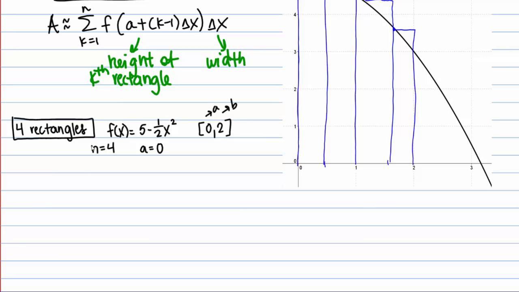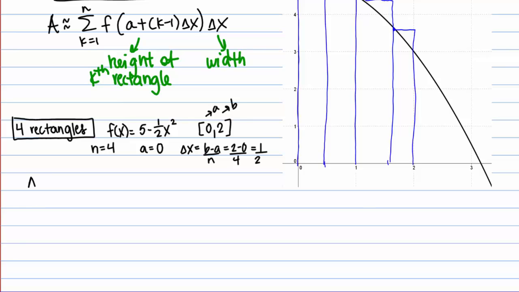And then I also need delta x. Up here in my formula, k is just the index of the summation, a variable I'm summing over. But delta x, I need an expression for that. Delta x in general is b minus a over n, which in this case would be 2 minus 0 over 4, so 1/2. Okay, so once I have that information, I can go ahead and plug into my area formula.